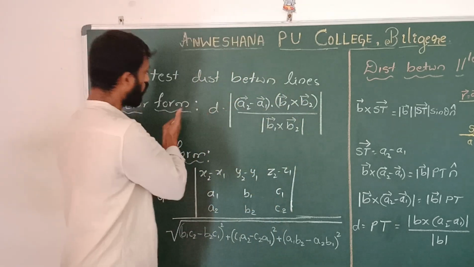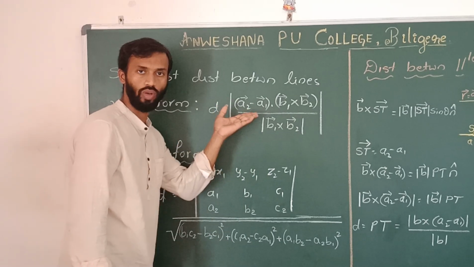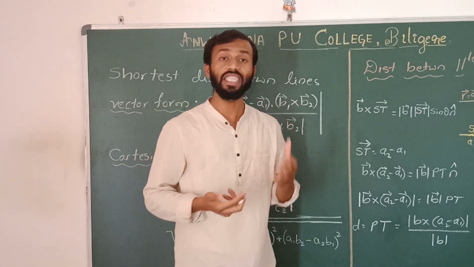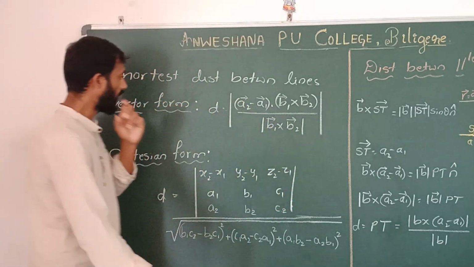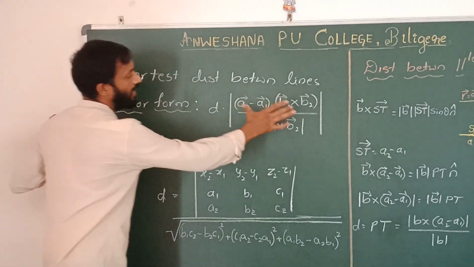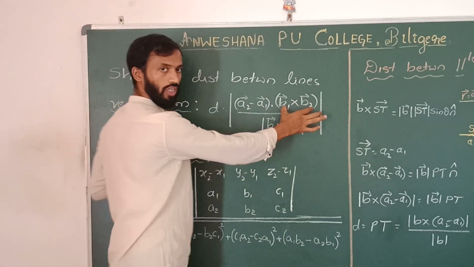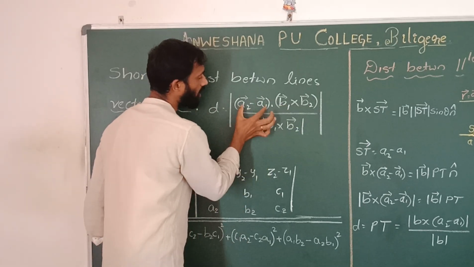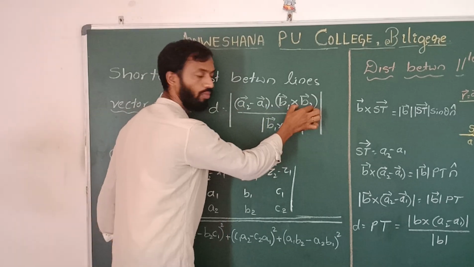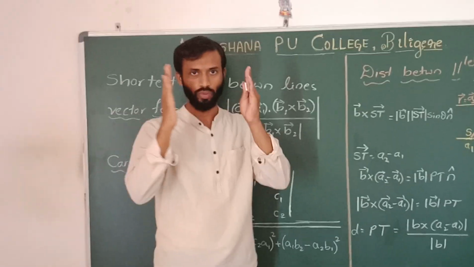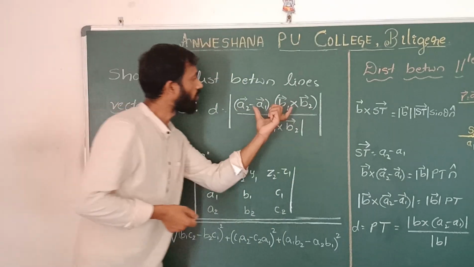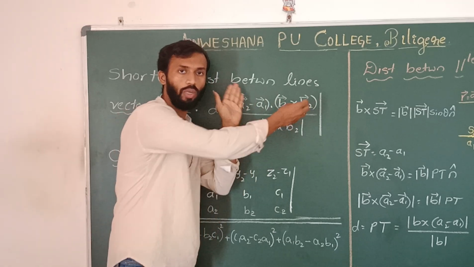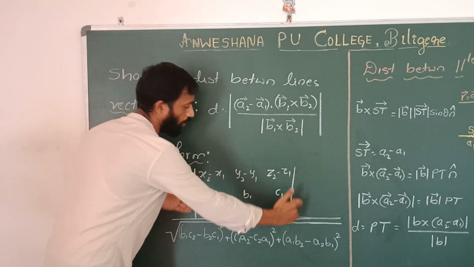So now you got the distance between two skew lines in vector form. Now we need to discuss the distance between two skew lines in Cartesian form. See, dear students, B1 cross B2 is one vector and A2 minus A1 is also one vector. That means it is just the dot product of these two vectors, so we will be getting a scalar triple product. Just let me take you back. This is the scalar triple product of three vectors: one vector here and two vectors there. So now the scalar triple product of three vectors we know.